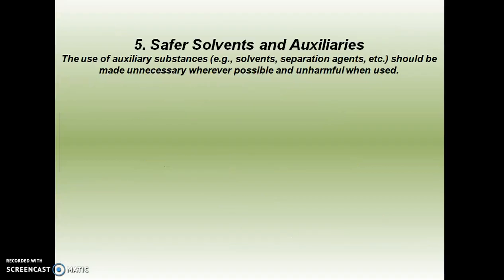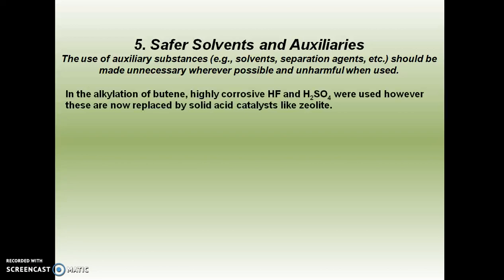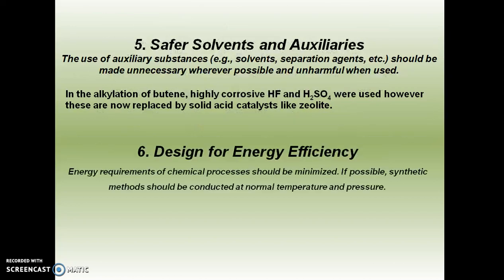The fifth principle is the safer solvents and auxiliaries. The use of auxiliary substances, for example the solvents, separation agents, etc., should be made unnecessary wherever possible, and also if they are used, they should be made unharmful. An example for this is the alkylation of butene. The highly corrosive HF and H2SO4 were used. However, now these are replaced by solid acid catalysts like the zeolite, which is environmentally friendly.